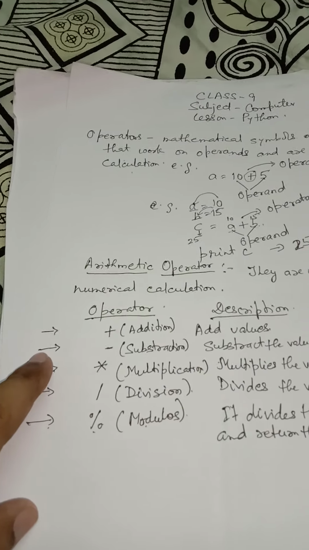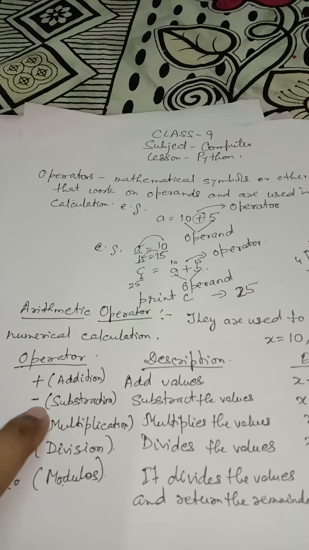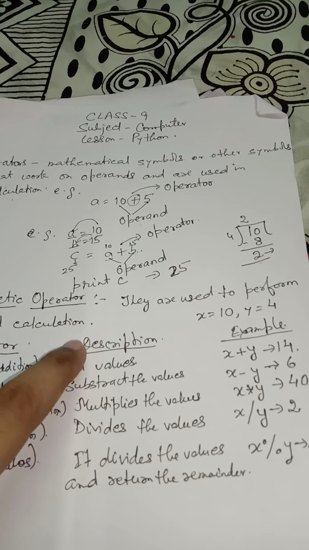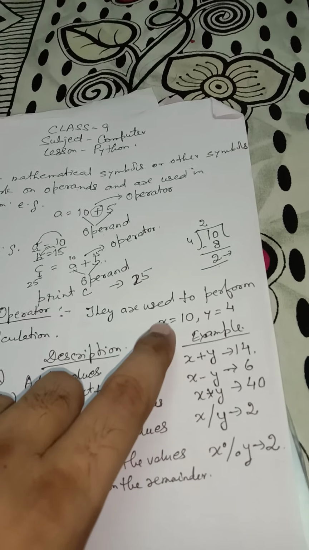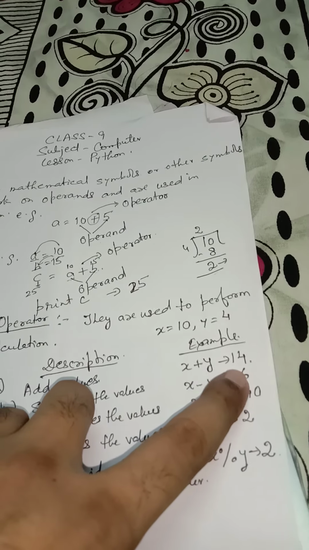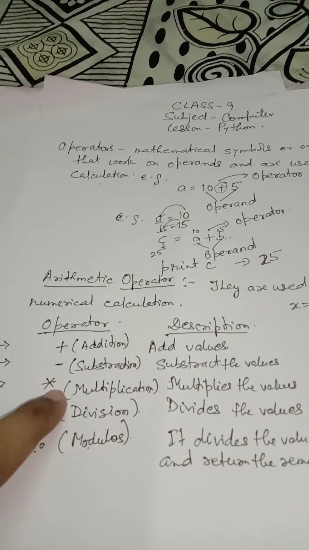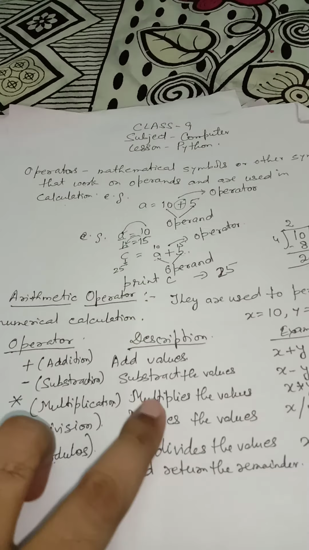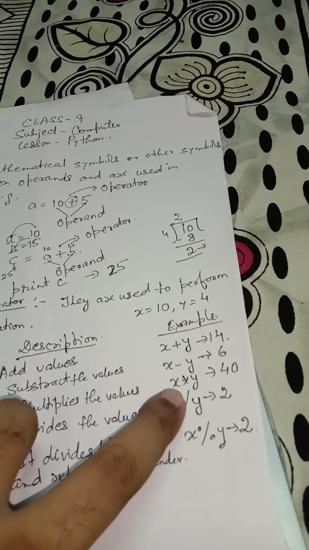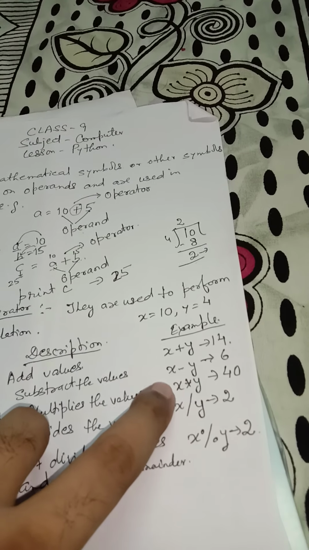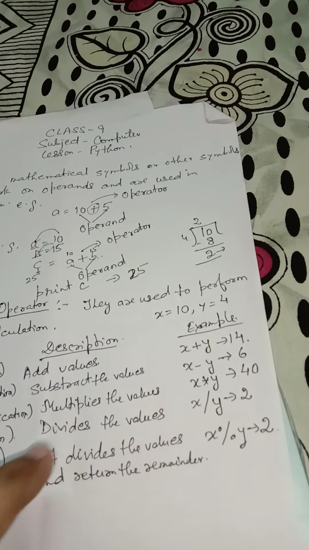Now the second arithmetic operator is the minus sign, known as subtraction. It subtracts the values. So if I write x minus y, 10 minus 4, 6 will be the output. The third arithmetic operator is multiplication. It simply multiplies the values. If I write x multiplied by y, it means 10 multiplied by 4, so 40 will be the result.